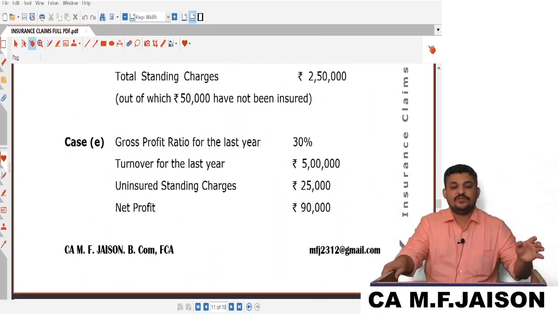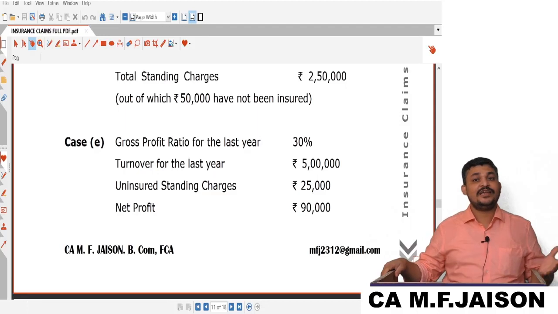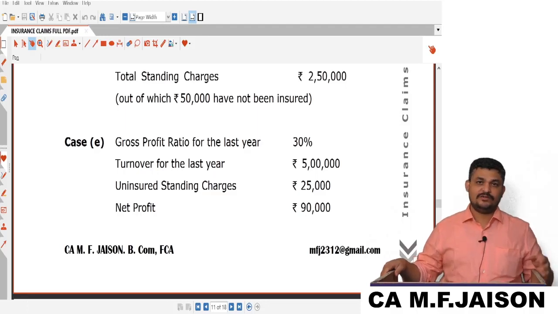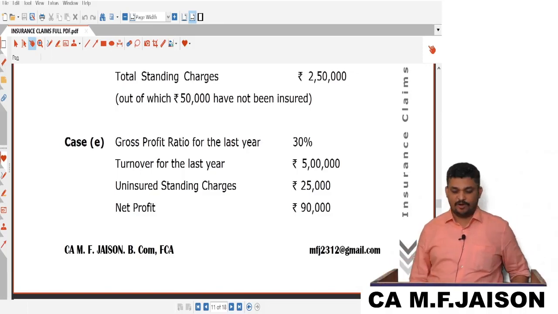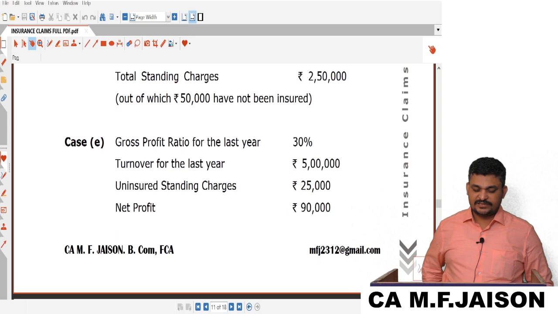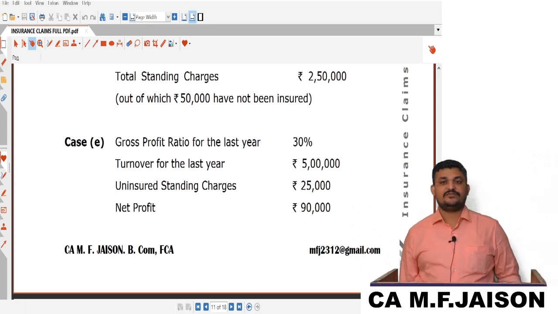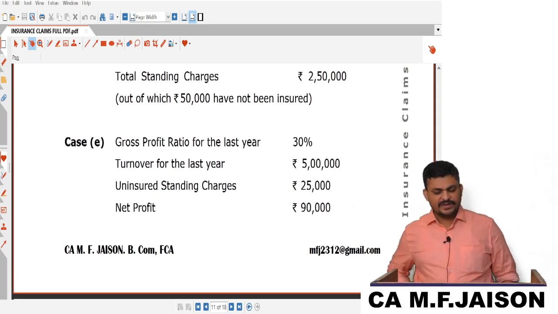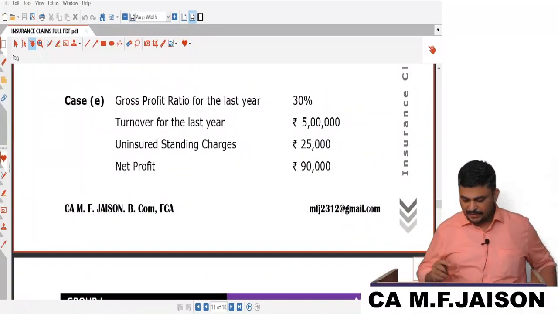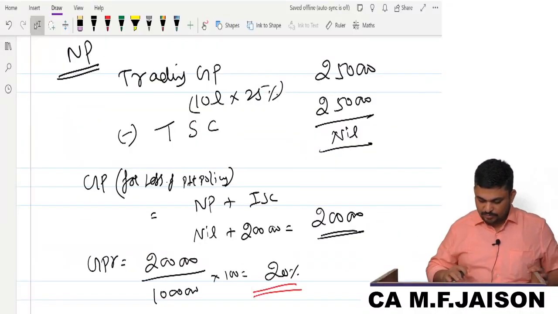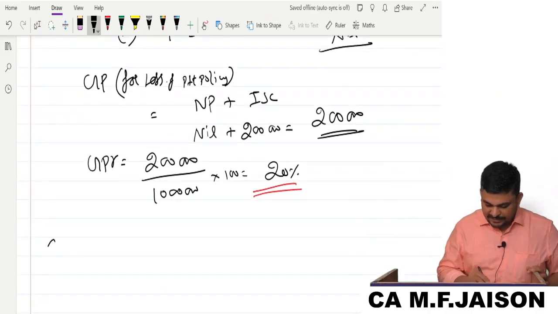Gross profit ratio for last year 30%. So ratio again given. What did I tell you? Ratio means what? GPR is this? Trading GPR. This is not the GPR we require. We have a different formula. Turnover for last year 5 lakhs. Uninsured standing charge 25,000. Net profit 90,000. I think no other information given. That's all, four pieces of information given. So let's proceed here. How to compute this? It is case E.